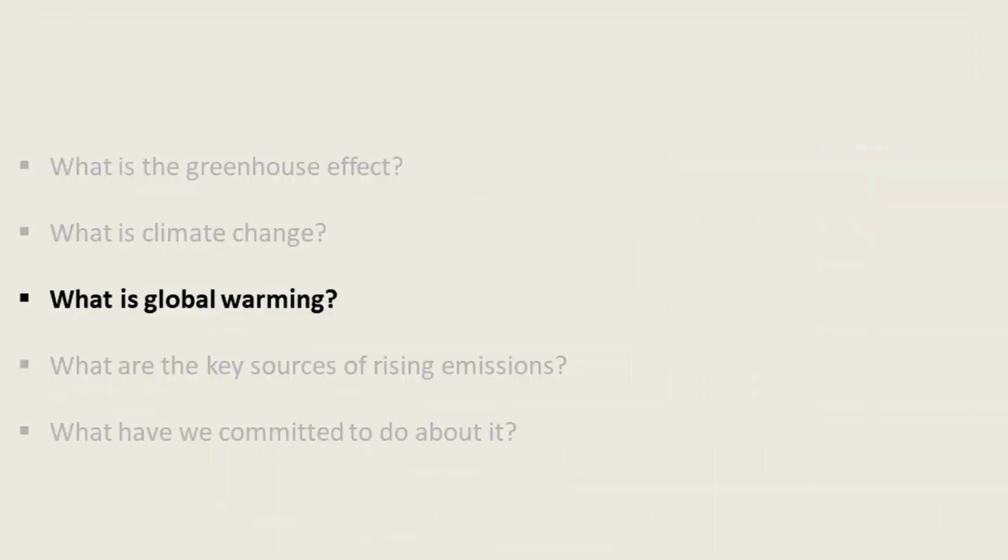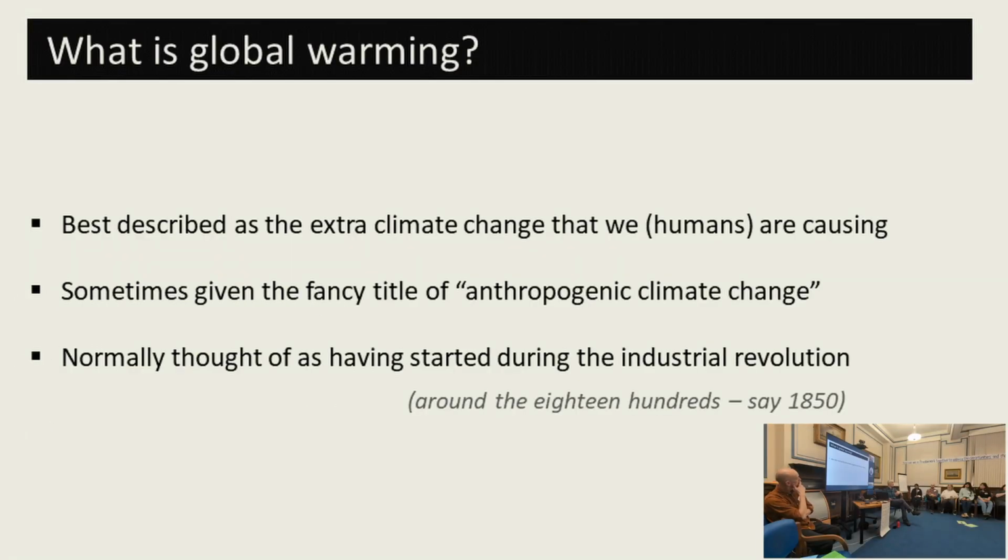So what is global warming? Well, global warming is probably best described as human-induced climate change that we have brought about. And it's given a fancy title. If you ever see it, we love fancy titles in universities. Anthropogenic climate change just means global warming that we've caused. And we think of it really as starting with the Industrial Revolution. So about the 1850s, there or thereabouts, when we started burning fossil fuels, really. So that's what global warming is.